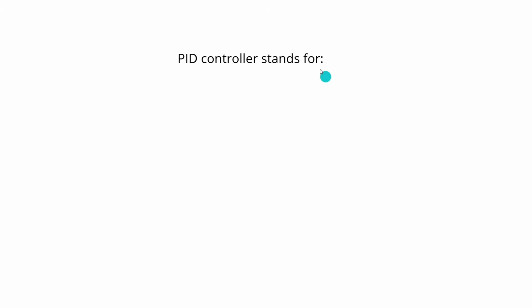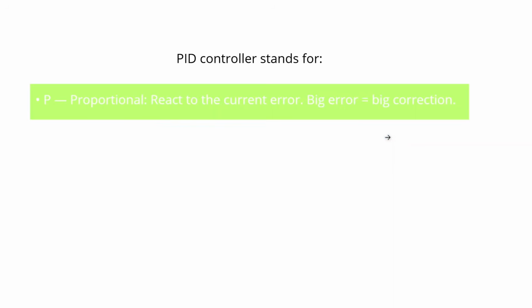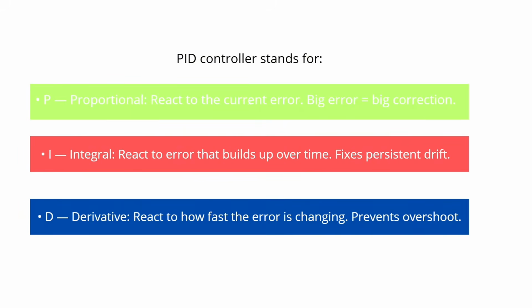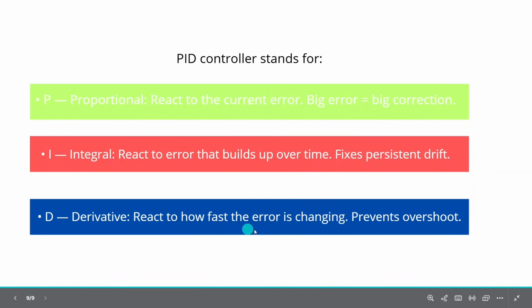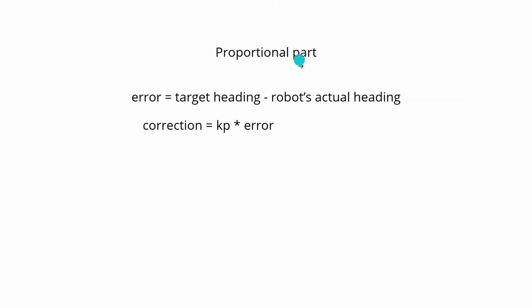PID stands for proportional, integral, and derivative controller, where the proportional part reacts to the current error, the integral part reacts to the error that builds up over time, and the derivative part reacts to how fast the error is changing. Let's start with the simplest version, just the P term, proportional. The idea is simple. Error equals the target heading of your robot minus the robot's actual heading, and then correction equals error times the coefficient of the proportional part. And that's literally it. Two lines: we read the angle, we multiply by the coefficient, and we get the correction.